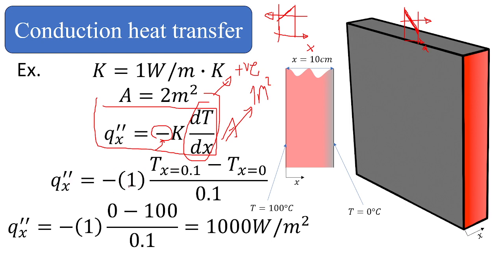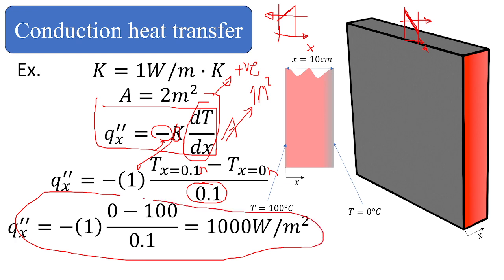So if we plug in our variables here, we will have negative k. The thermal conductivity is 1, and dT by dx is the change in temperature divided by the change in x. Temperature at x equals 0.1 meter, because we use SI units, which is meters in this case, minus temperature at x equals 0 meter, divided by the thickness, which is 10 centimeters or 0.1 meter. Temperature at 0.1 meter is 0 degrees Celsius, and temperature at 0 is 100 degrees Celsius. If we make the calculation, we will get 1,000 watt per meter square.